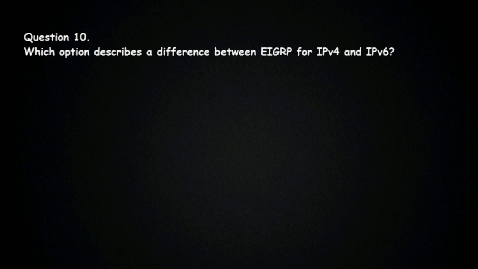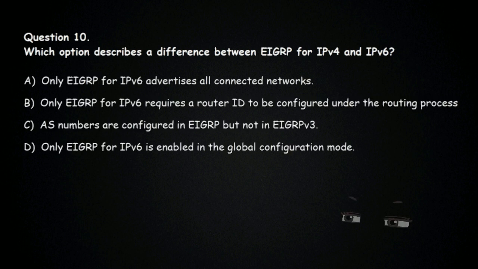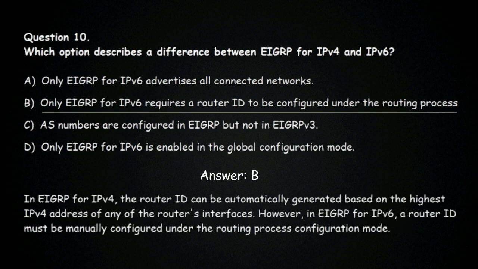Question 10. Which option describes the difference between EIGRP for IPv4 and IPv6? Options. Answer is B. In EIGRP for IPv4, the router ID can be automatically generated based on the highest IPv4 addresses of any of the router's interfaces. However, in EIGRP for IPv6, a router ID must be manually configured under the routing process configuration mode.